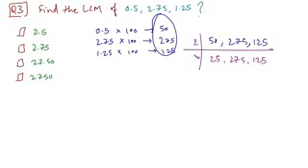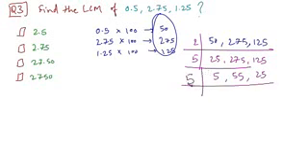Then we can divide them by 5. So 5 5s are 25, 5 into 55 is 11, and 5 into 25 is 125. Let's again divide these three numbers by 5. So 5 1s are 5, 5 11s are 55, and 5 5s are 25.